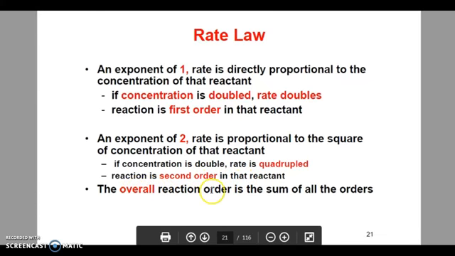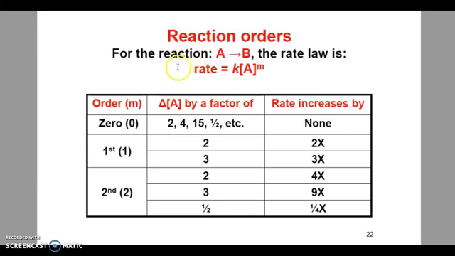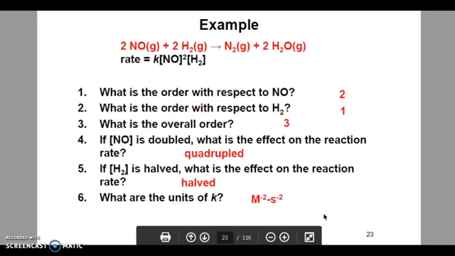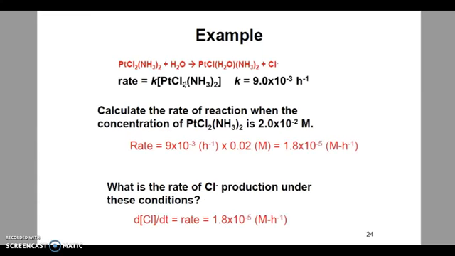The overall reaction order is the sum of all the orders. Reaction orders can be shown in a tabular form in this example. Various examples are here where we can say how rate is doubled or quadrupled accordingly.